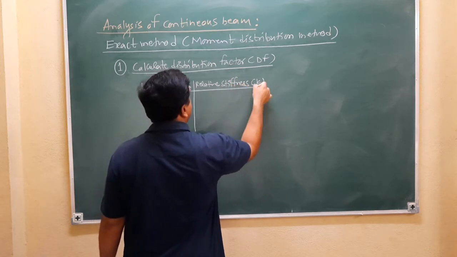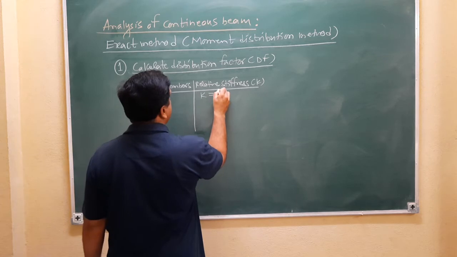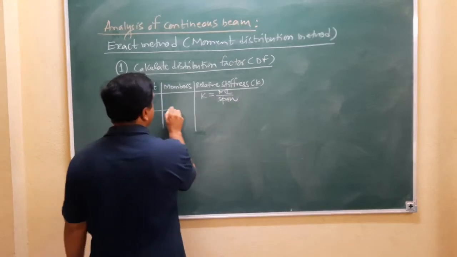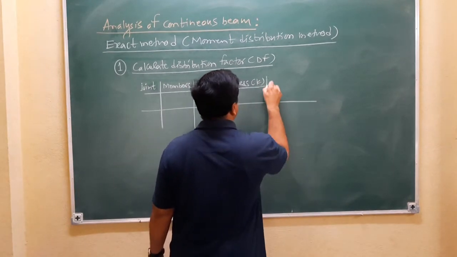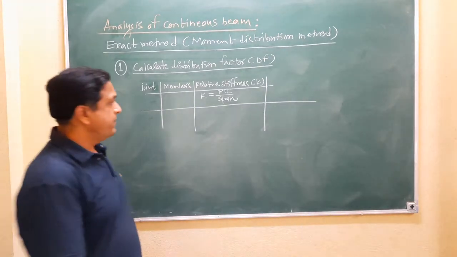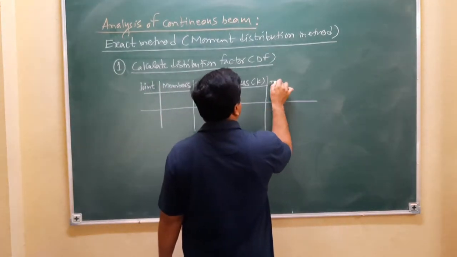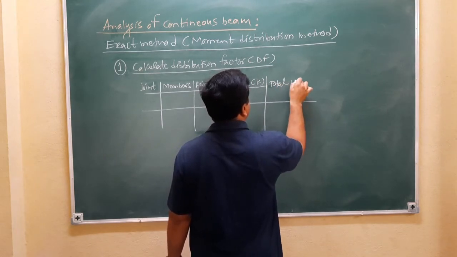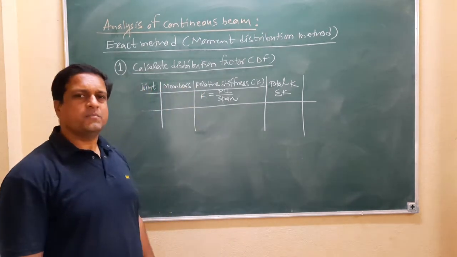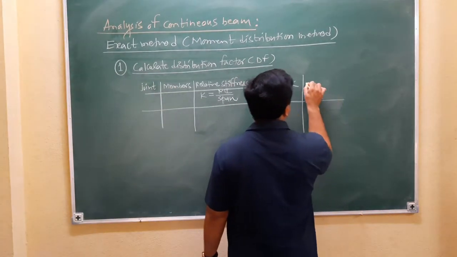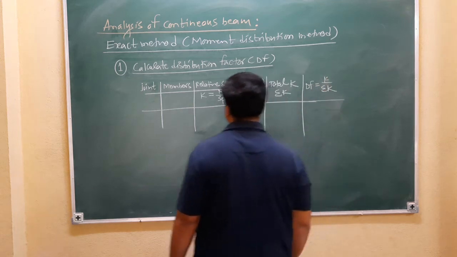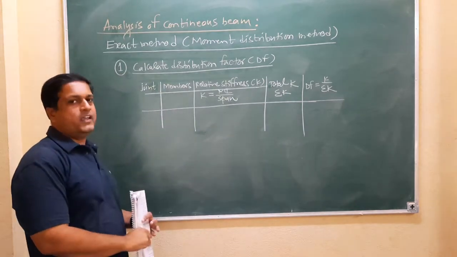It is nothing but a K. How is the K calculated? The moment of inertia divided by span. You have to find the relative stiffness. Then next is the total relative stiffness, total K, that means summation of K. And finally you get a distribution factor, DF, that is K divided by summation of K.